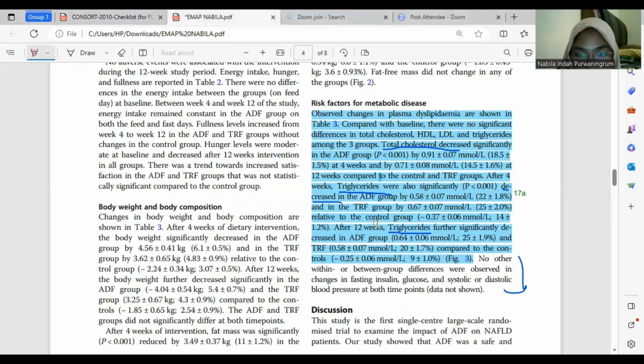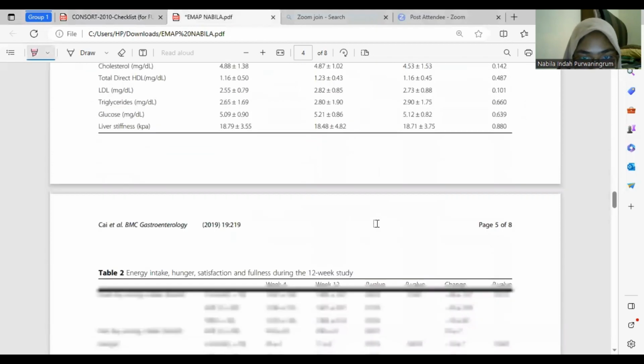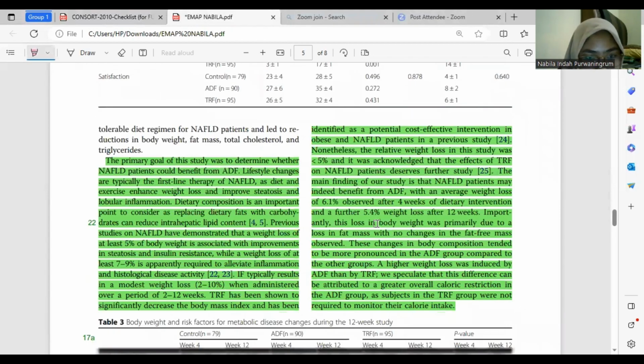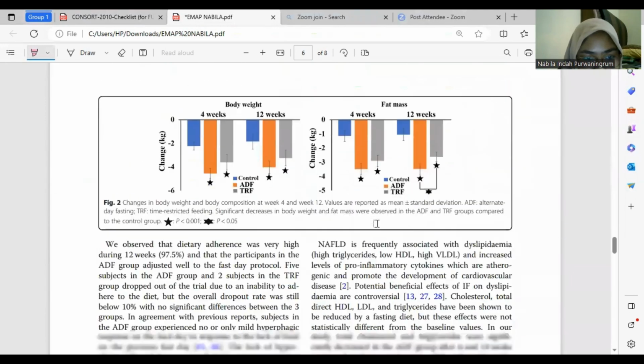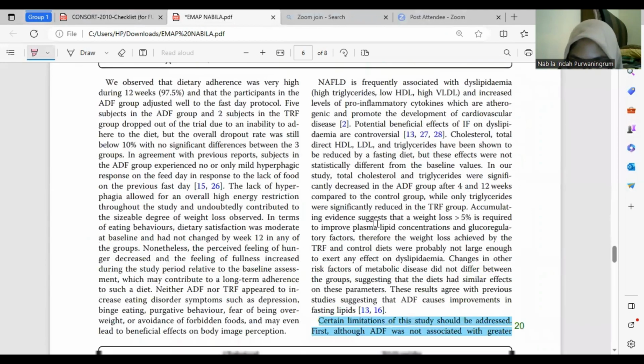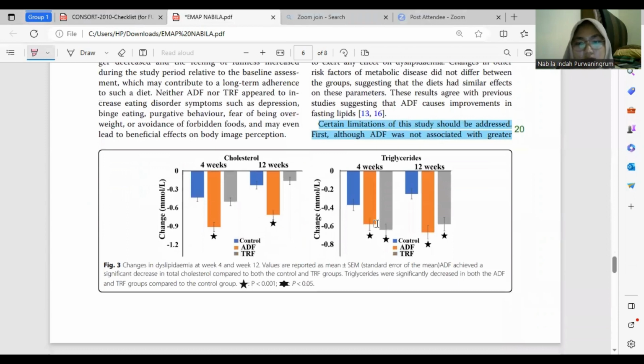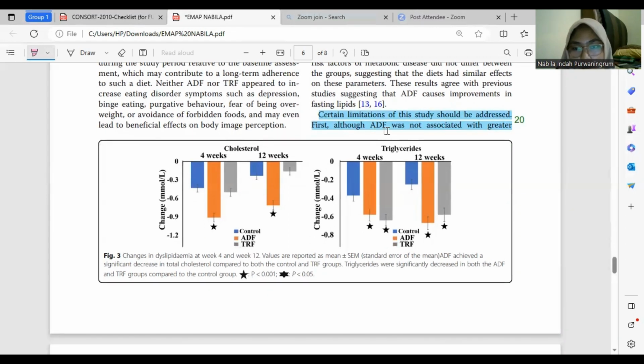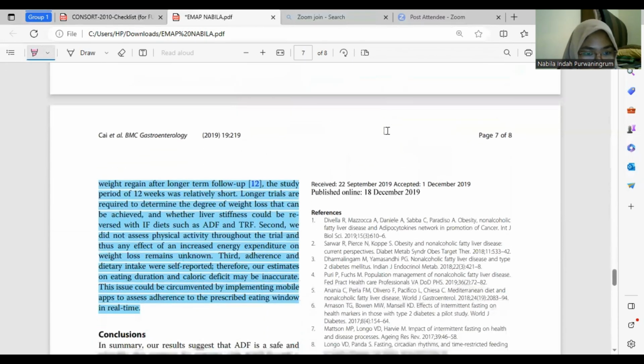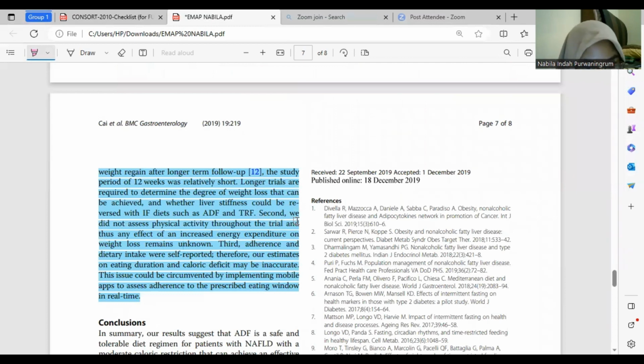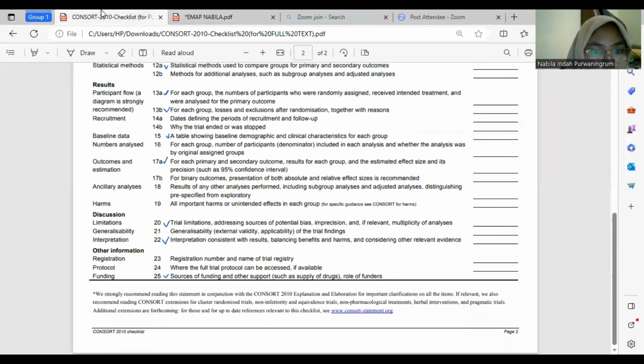So it is stated here in the discussion. Okay, this is a limitation, certain limitations of this study should be addressed first, although IDF wasn't associated with creator rate, and then the second one, the third one. In this article, the limitation is really explained well.